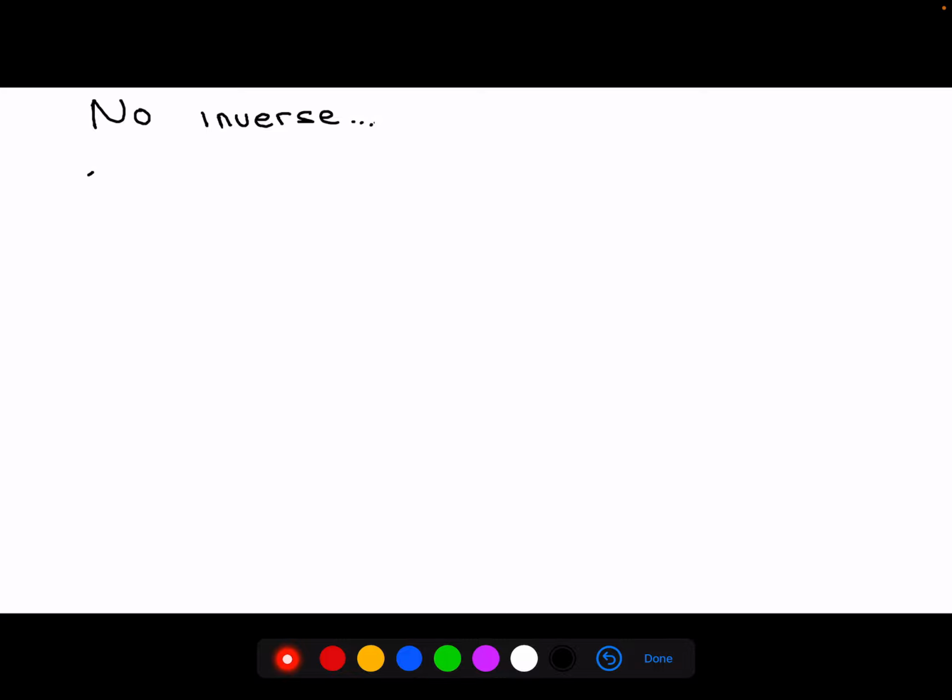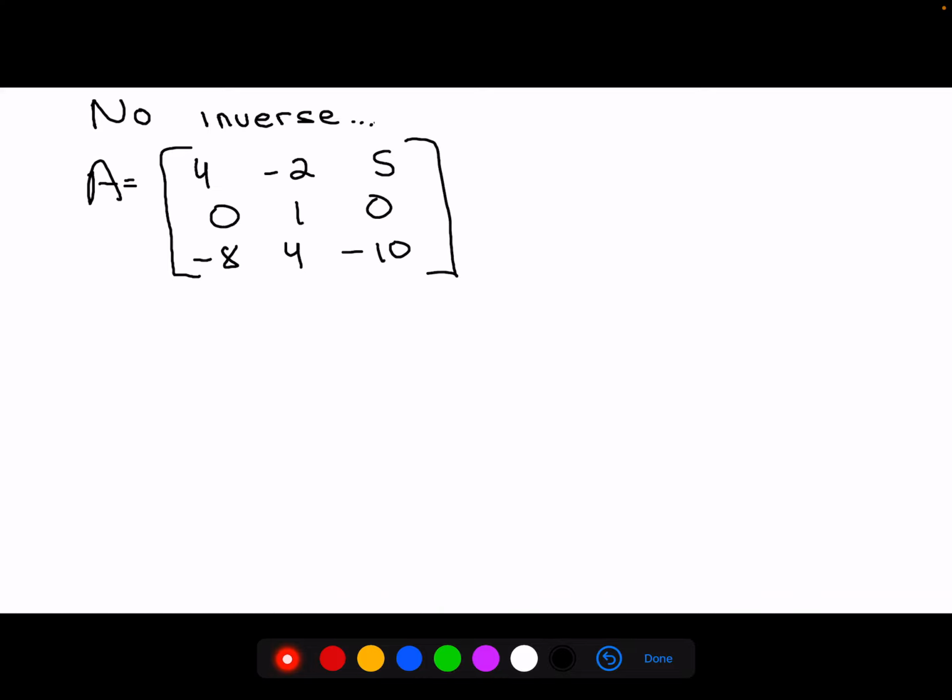Let's say you have matrix A. It's 3 by 3 with 4, -2, 5, with 0, 1, 0, and with -8, 4, -10. And you want to figure out what the inverse is. So at first, you're going to have to pretend you don't know that there's no inverse because you were just asked to find the inverse. So let's see what happens so that you can be like, oh, wait a minute, this is not working for me.